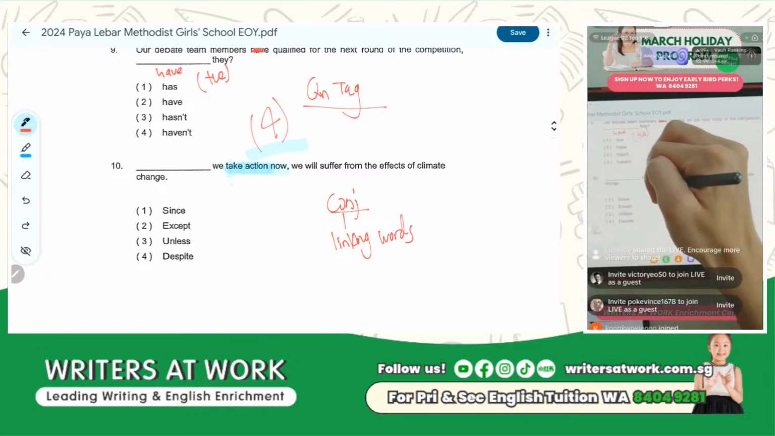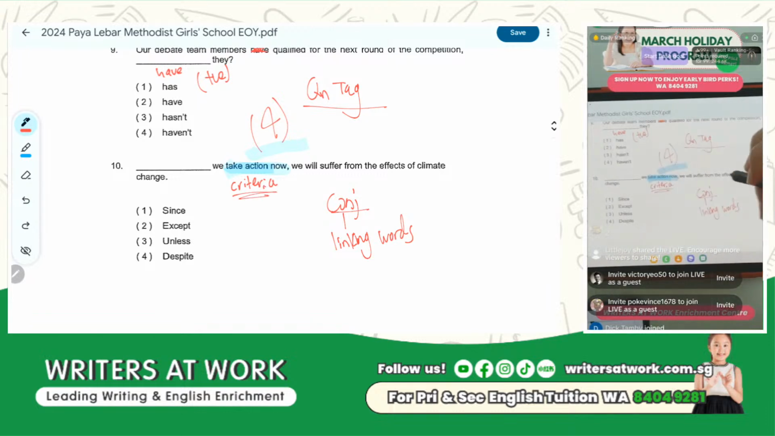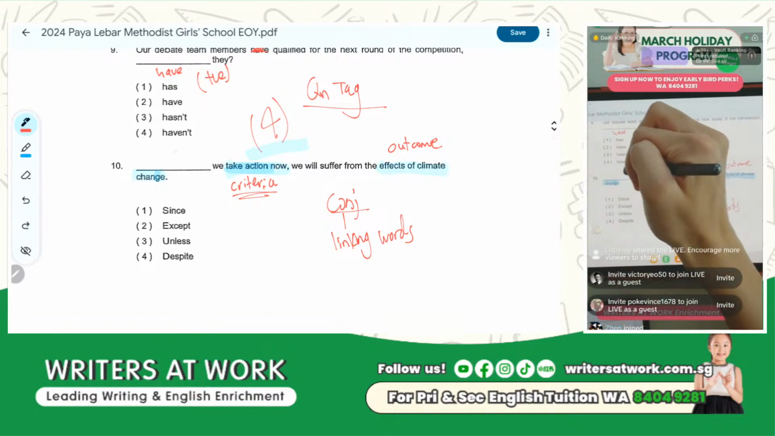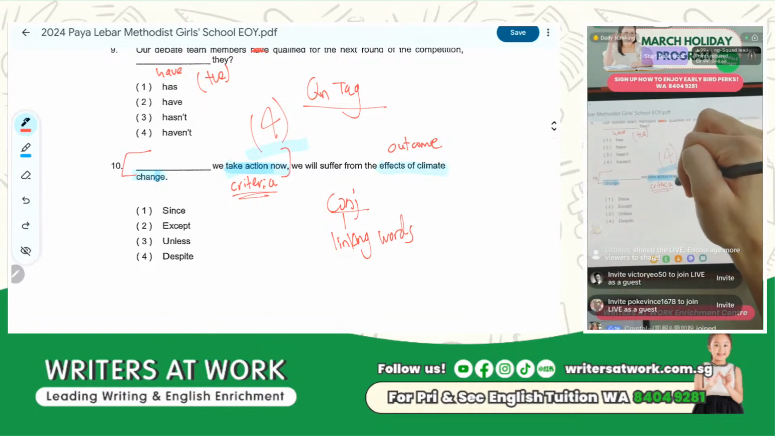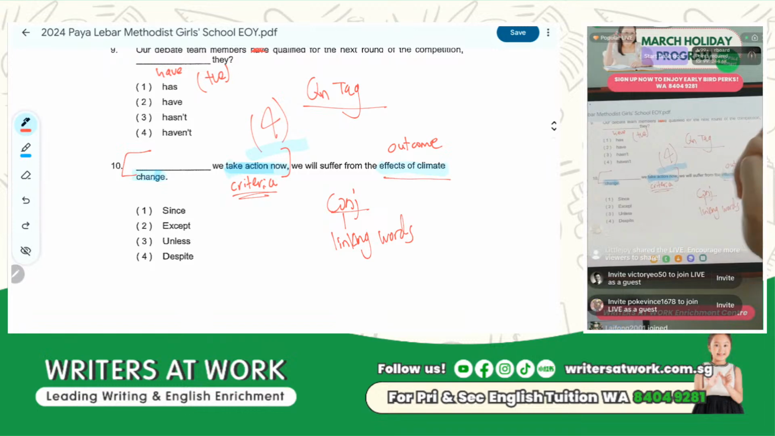So we're looking at some sort of criteria. And after the criteria is given to us, the outcome is presented at the back of the sentence. The outcome is quite negative. It means you will suffer from climate change. So we are looking at how this first part here is an important criteria that we need to fulfill. If not, the outcome would be something we have to bear.